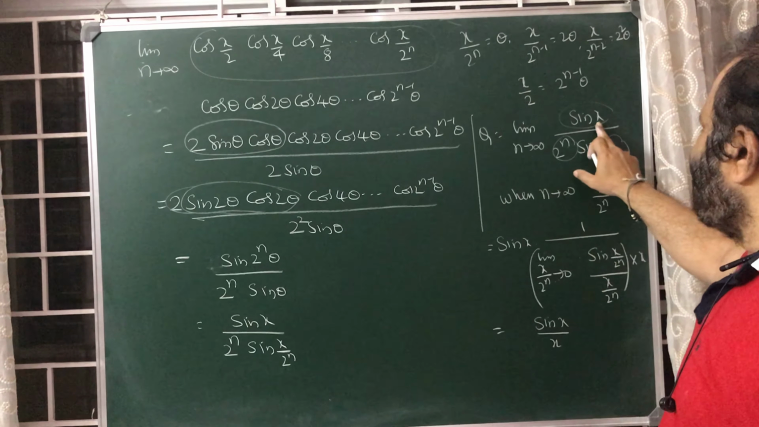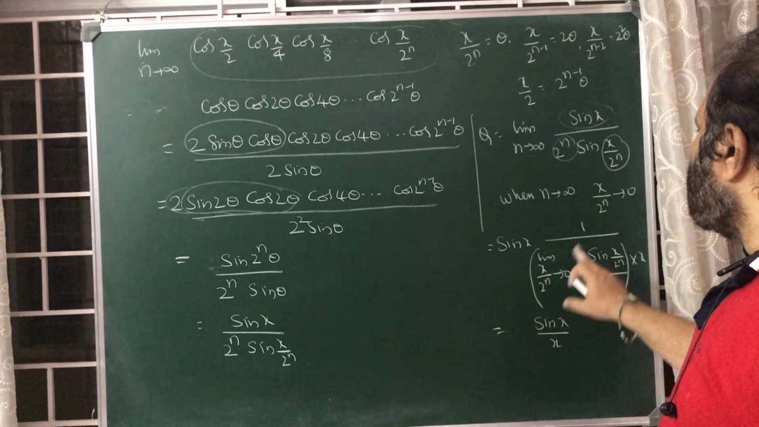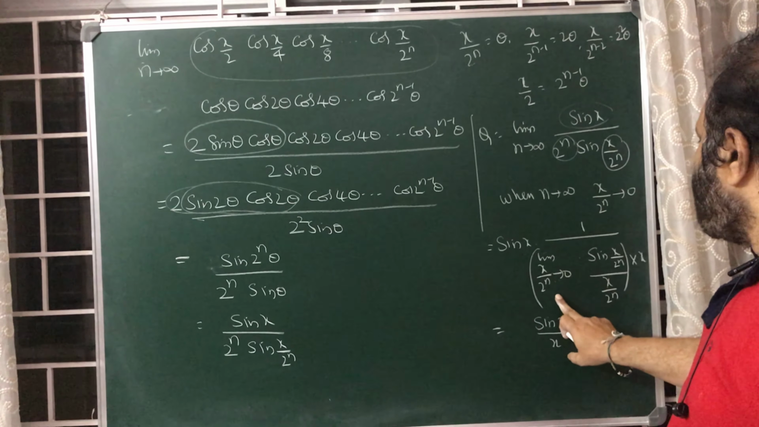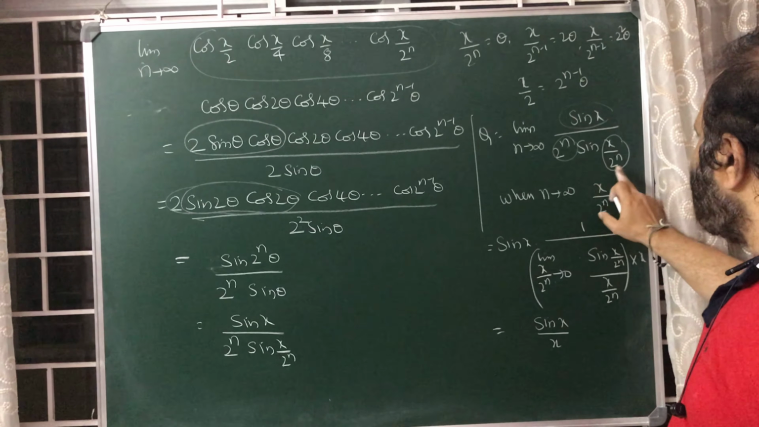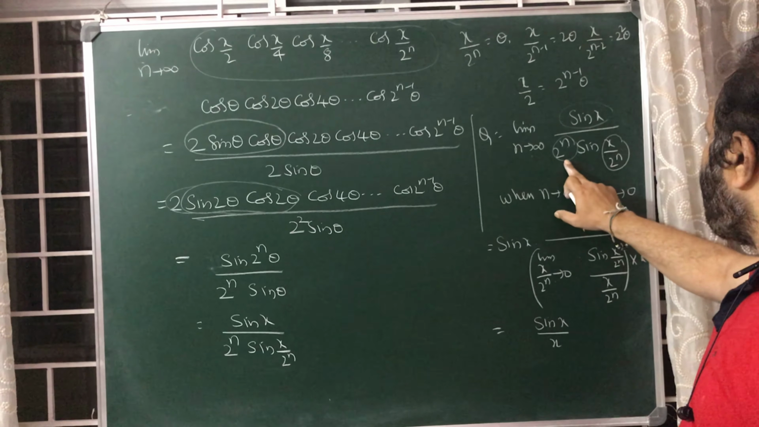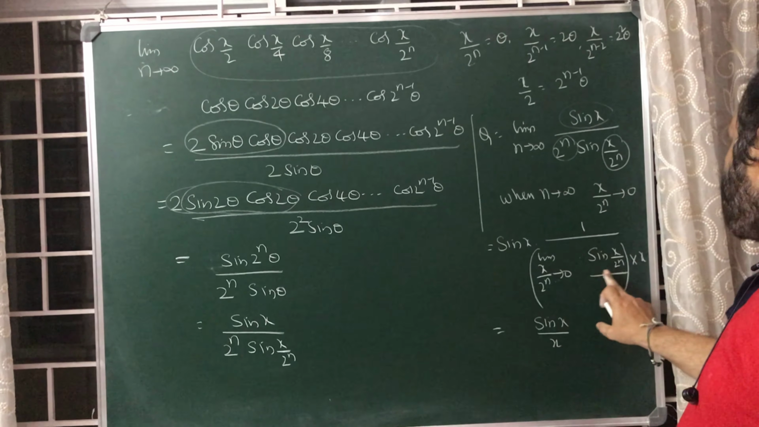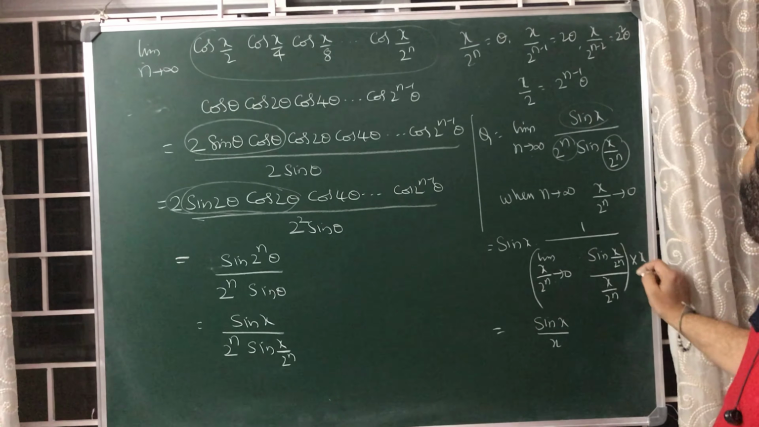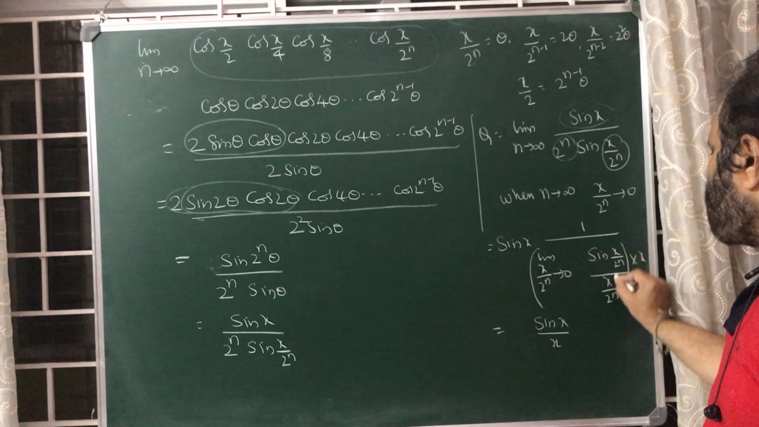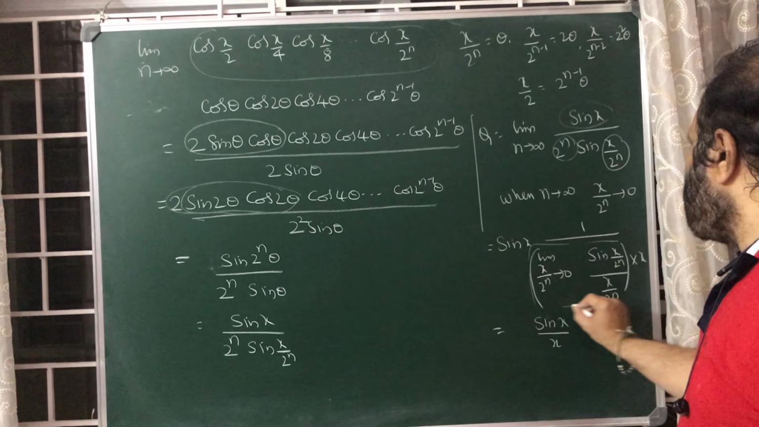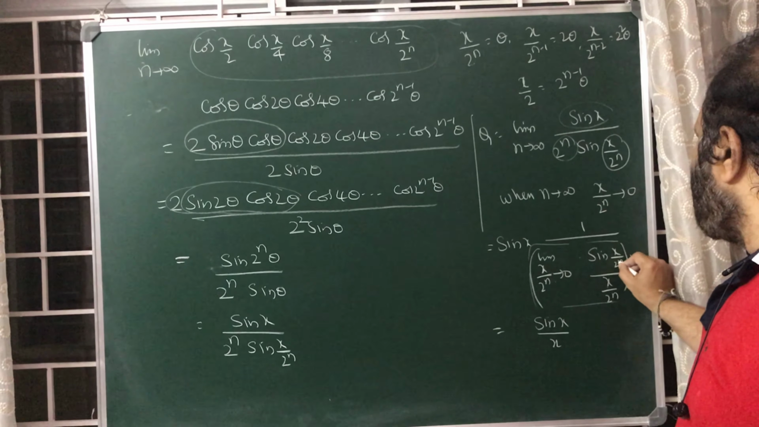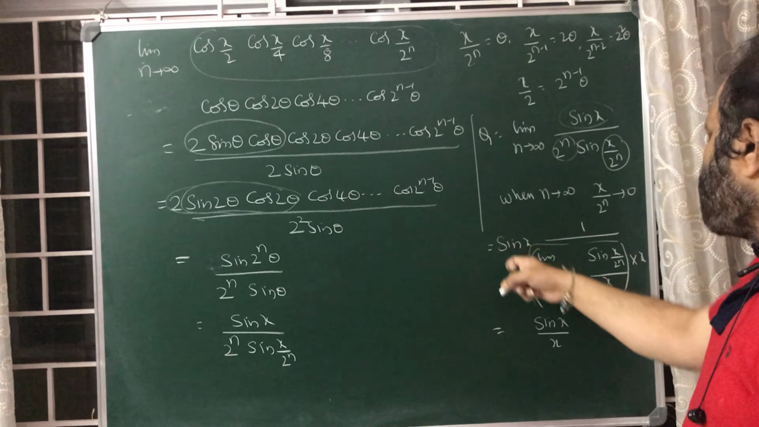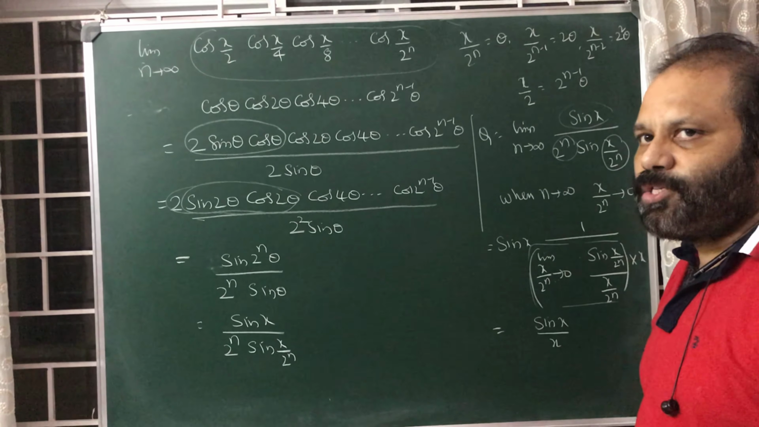Because sin x is free from n, I am taking it out. 1 by limit x by 2 power n tends to 0, sin x by 2 power n. I am writing this 2 power n as x by 2 power n, meaning denominator to the denominator. To balance this x, I multiplied with x. It is looking like limit theta tends to 0 sin theta by theta, which will be equal to 1. So 1 into x, and here we have sin x, so sin x by x.